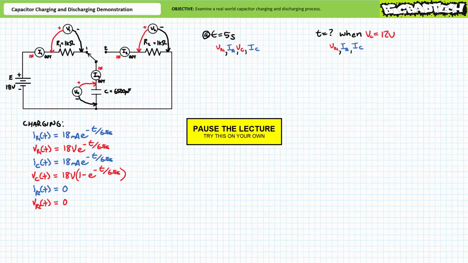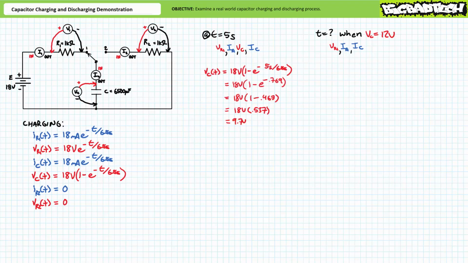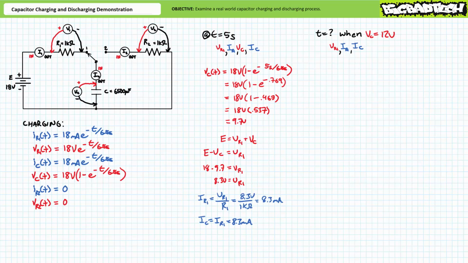If you're tracking, you should have arrived at the following values. Substituting 5 seconds into our time-varying expression for voltage across the capacitor demonstrates the capacitor will have charged up to roughly 9.7 volts 5 seconds into the charge process. An application of Kirchhoff's voltage law demonstrates that R1 experiences a remaining 18 minus 9.7, or roughly 8.3 volt drop. An application of Ohm's law demonstrates R1 will experience 8.3 milliamperes of current, as will the capacitor.